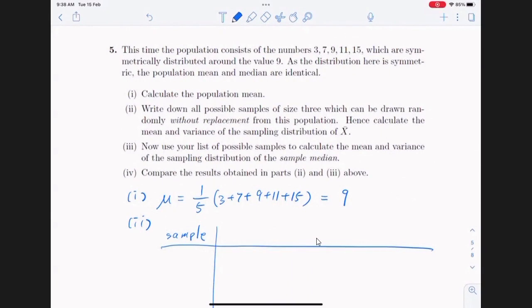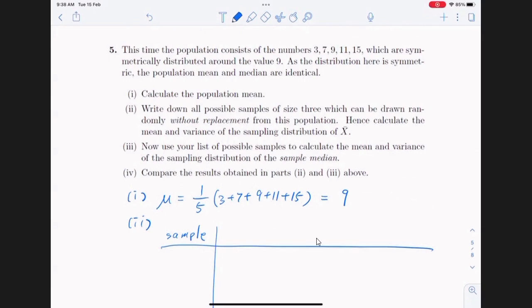After you draw a number, we don't put it back. So suppose the first number you draw is 7. Then what remains in the population will be only 3, 9, 11, and 15. And then we will draw from these remaining 4 for the second number, and then we draw from the remaining 3 numbers. Then we get a sample. That's the procedure of the so-called sampling without replacement.